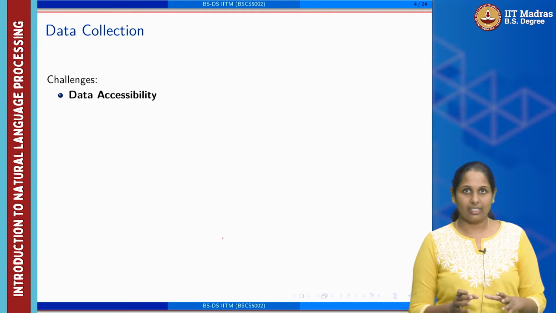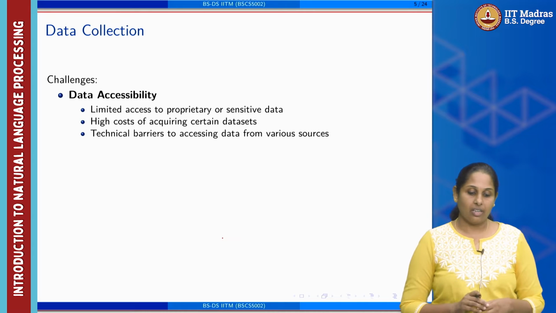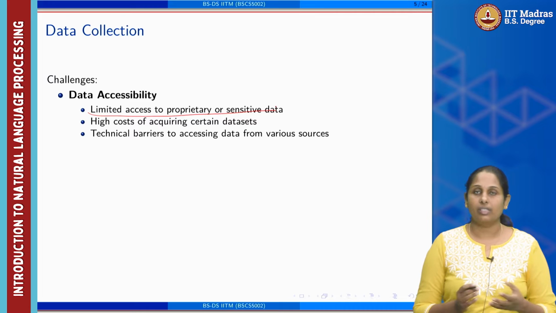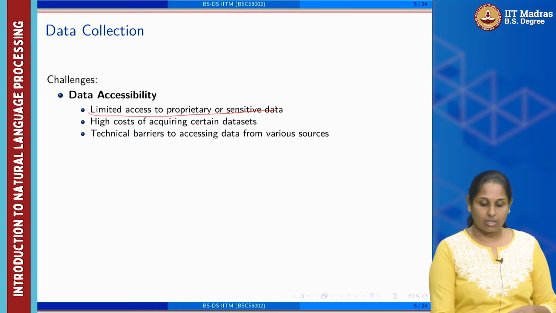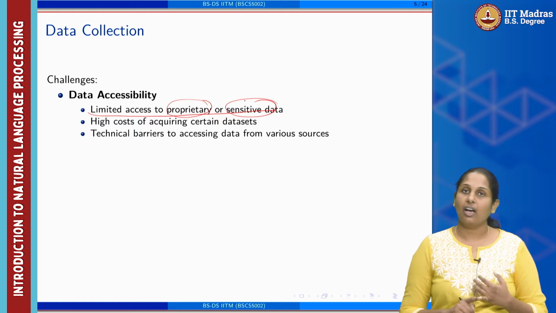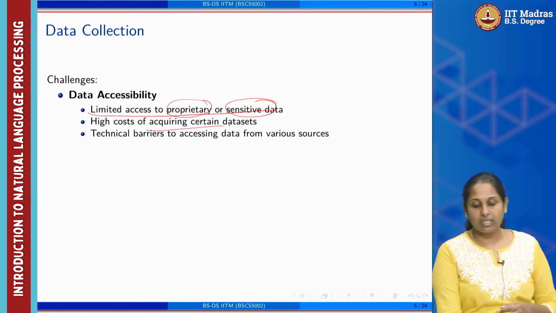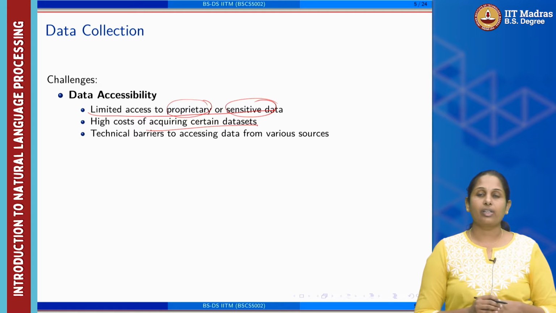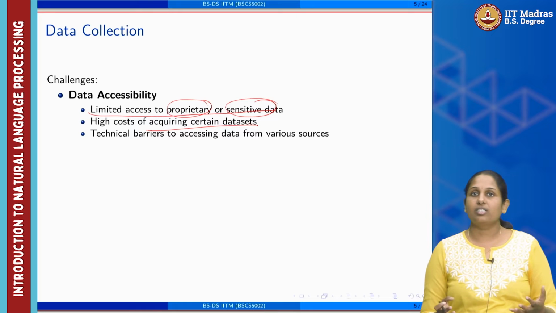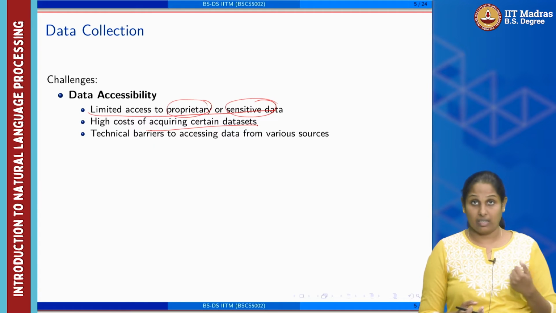Once we have collected the data and cleaned all the challenges from there, how are we going to access it? Because we cannot access all kinds of data. Some of the data from various sources are proprietary or sensitive, right? So that will be another challenging factor. And there are high costs for acquiring certain data sets. For example, if you want to work in, let's say, the defense sector, the data is not so easily available, right? So getting that data is really difficult.